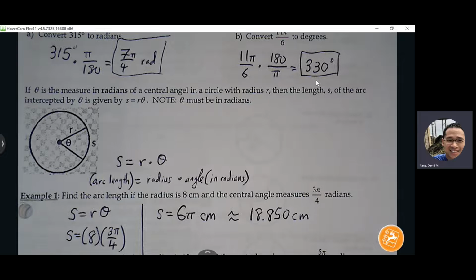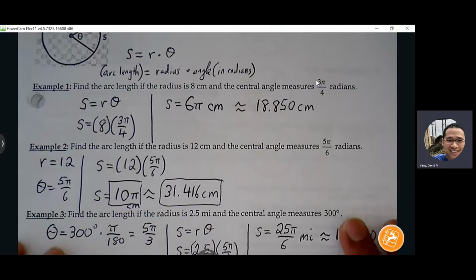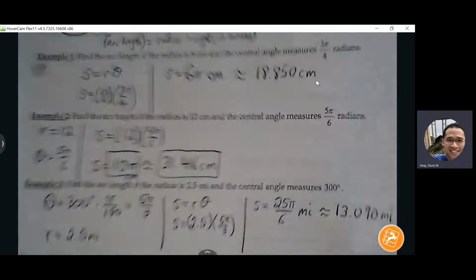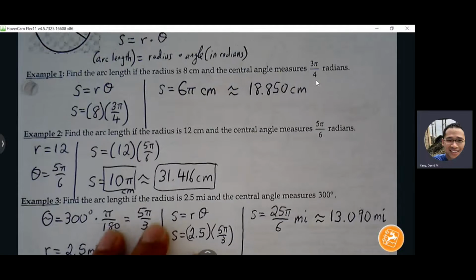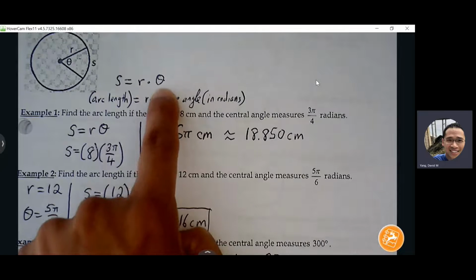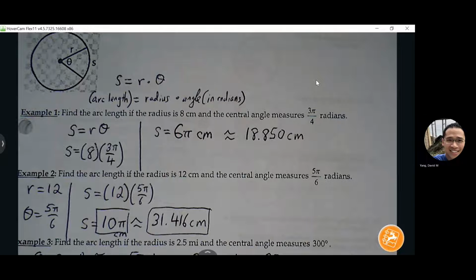But we also talked about how the thing to be careful about with this arc length formula is that theta. We got to be careful about what is allowed for that theta. The theta has to be in what form? Angle has to be in radians. It can't be in degrees, or if it is in degrees, we got to convert it into radians before we can use it for the formula.